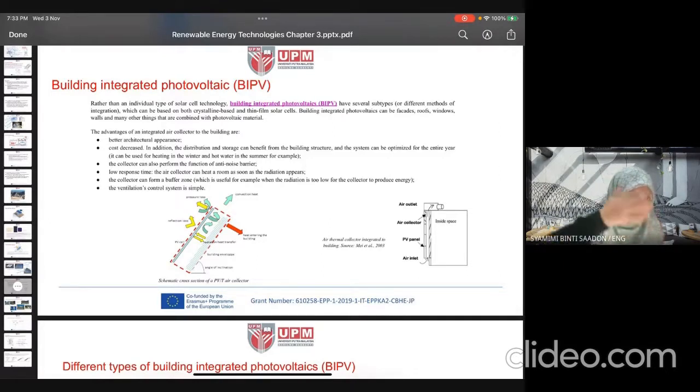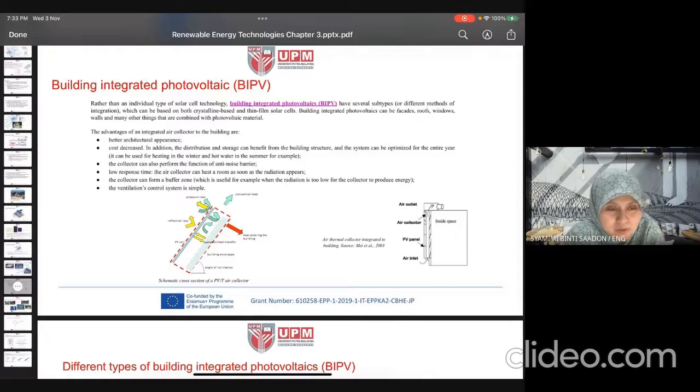Facades are like the window or the wall. Windows, walls, roofs, and many other things are combined with photovoltaic material. The advantage of integrating the PV, air collector and solar thermal collector into the building is a better architectural appearance. One of them is for aesthetics.